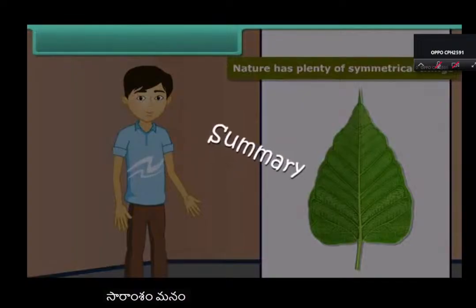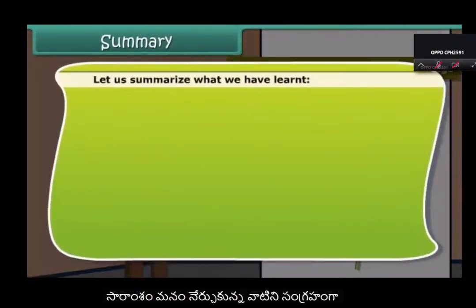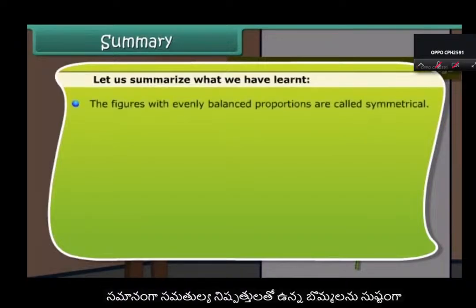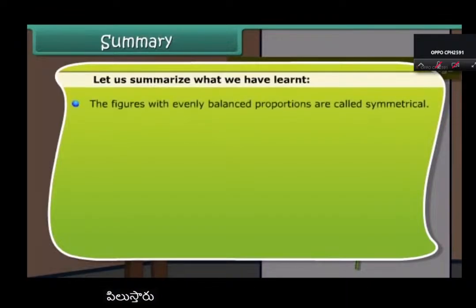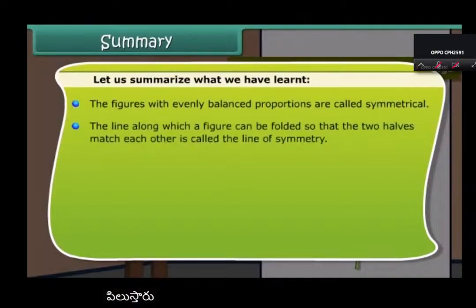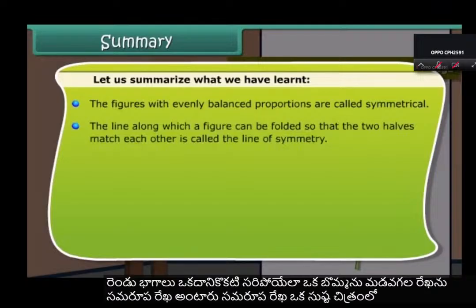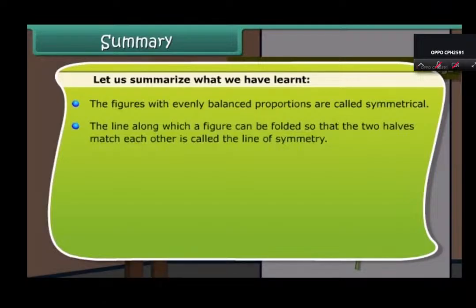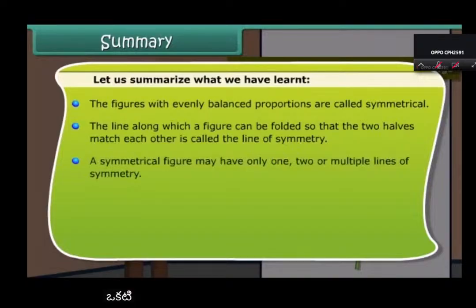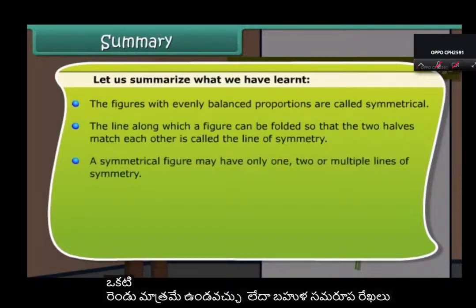Summary. Let us summarize what we have learned. The figures with evenly balanced proportions are called symmetrical. The line along which a figure can be folded so that the two halves match each other is called the line of symmetry. A symmetrical figure may have only one, two, or multiple lines of symmetry.